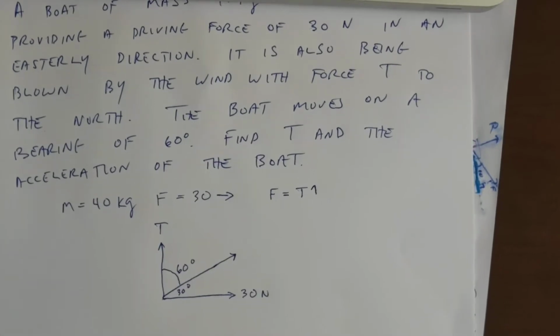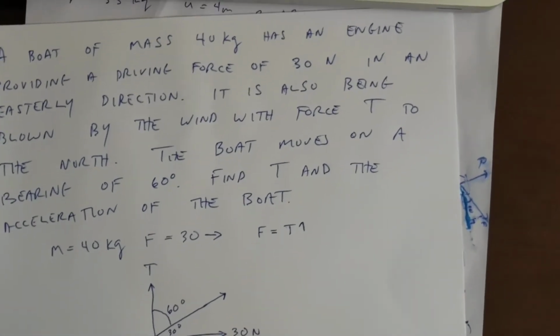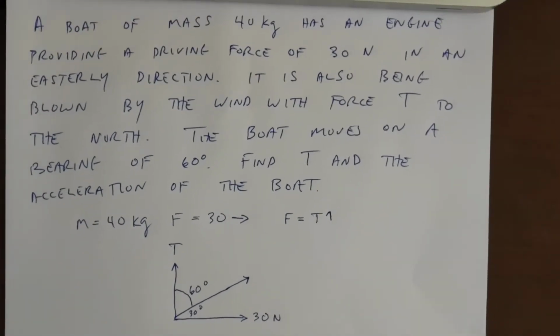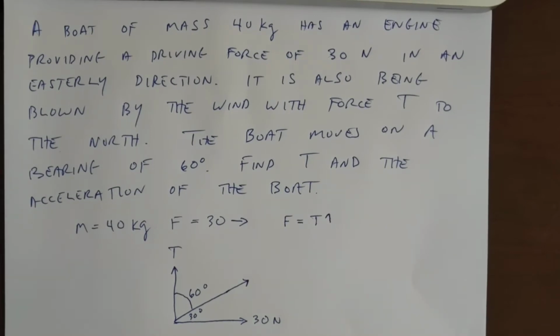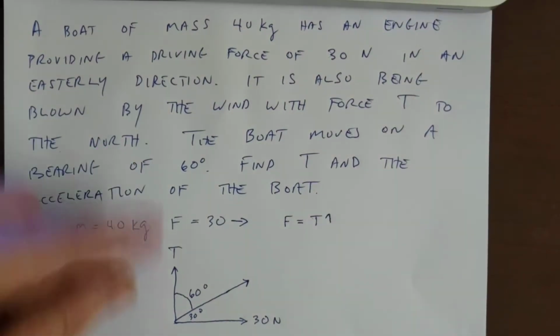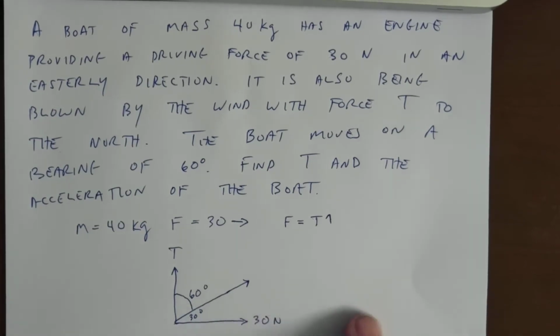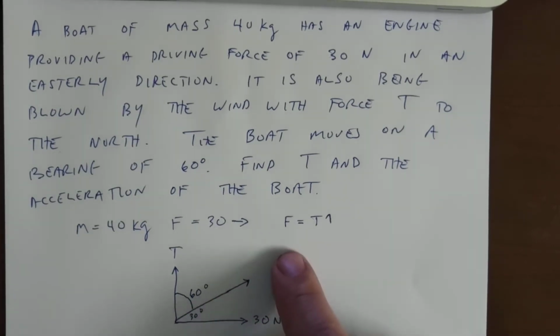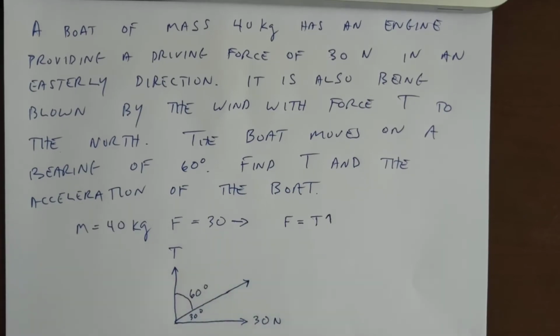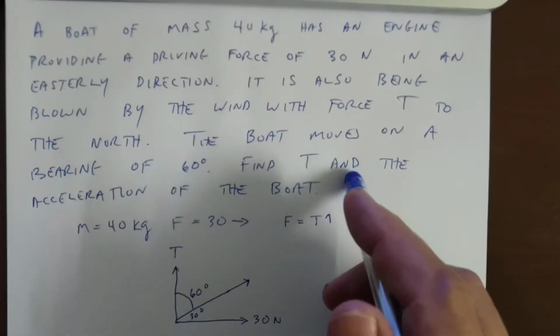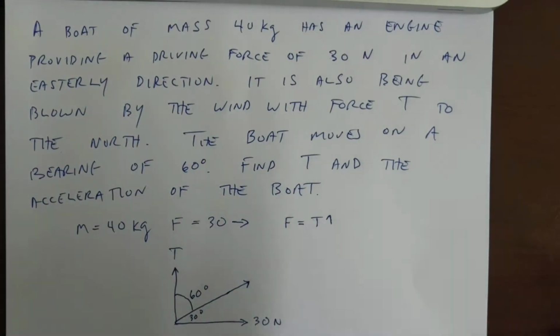Okay, so I defined the variables that were given, and then I drew the diagram. T, the force, is blowing it to the north at T, 30 newtons this way. Well, that causes it to go on a bearing of 60 degrees that way. So now we have to find T and the acceleration of the boat.